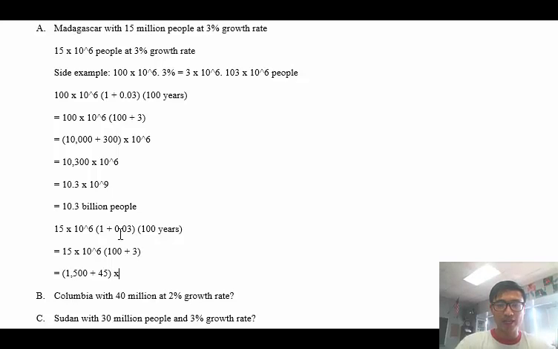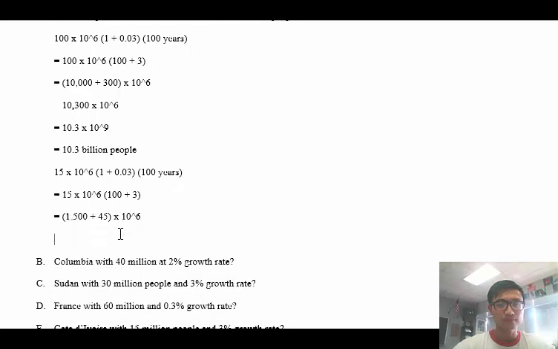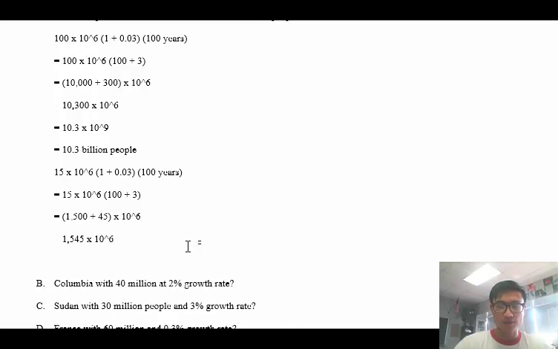And we don't want to forget that we're multiplying by a million, which is the same thing as multiplying times 10 to the 6th power, right? So we should have that. And then after that, we get 1,545 times 10 to the 6th, which is the same thing as saying 1.545 times 10 to the 9th.